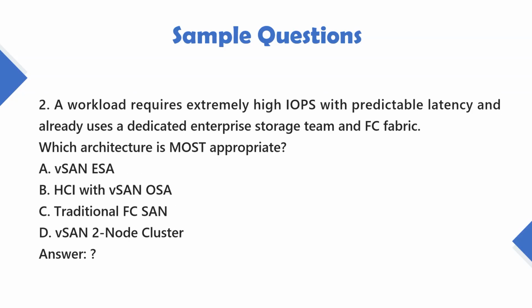2. A workload requires extremely high IOPS with predictable latency and already uses a dedicated enterprise storage team and FC fabric. Which architecture is most appropriate? A. vSAN ESA. B. HCI with vSAN OSA. C. Traditional FC SAN. D. vSAN 2-node cluster.